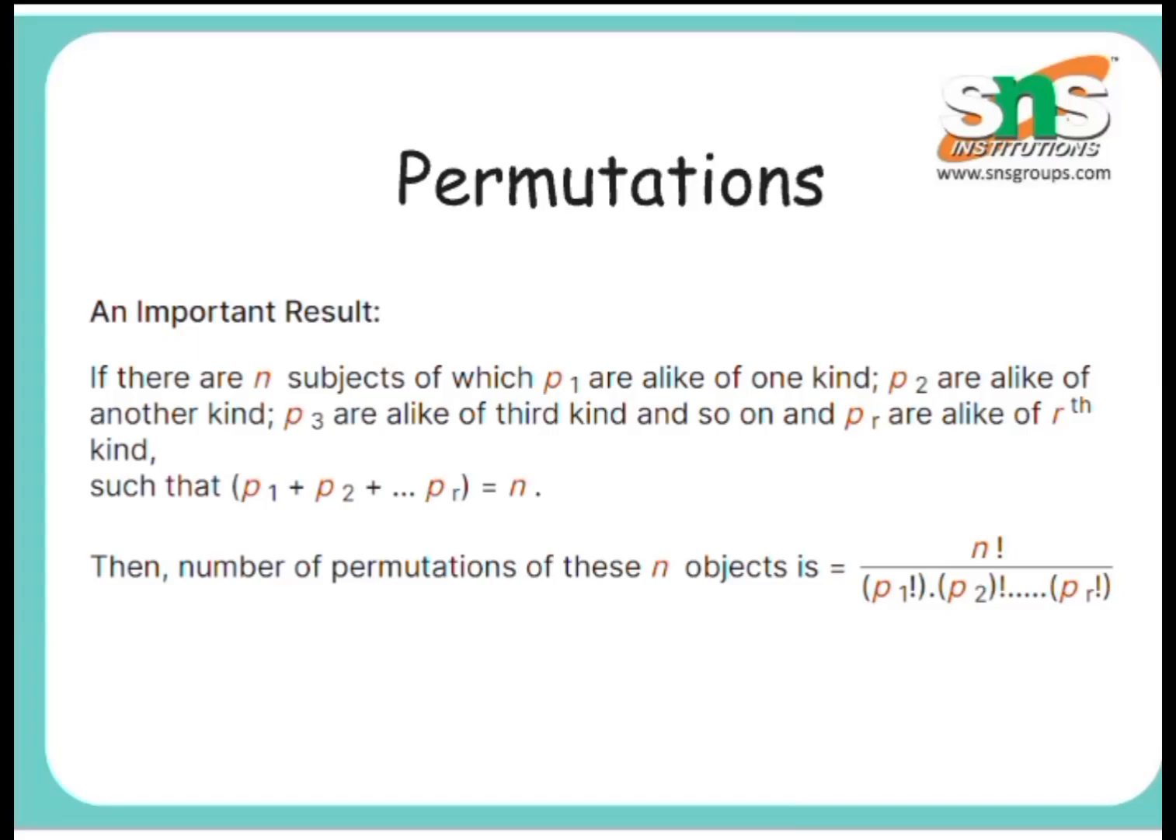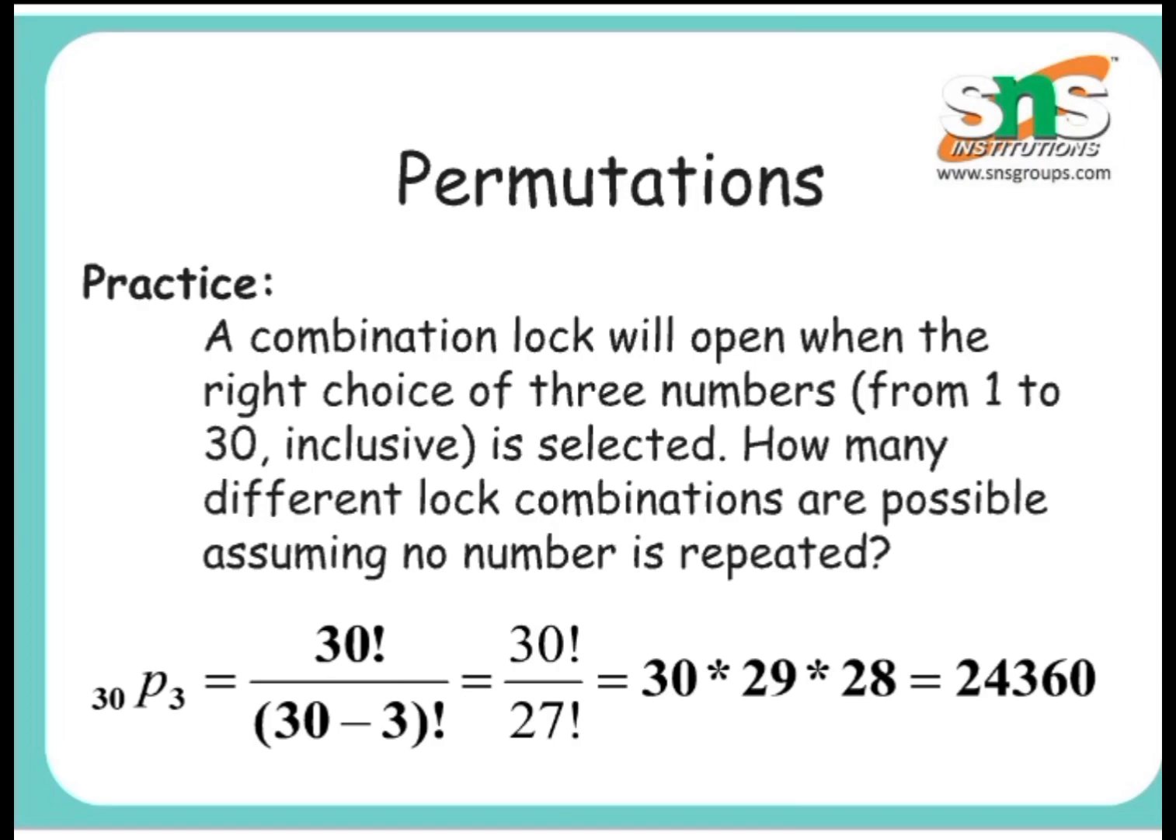Continuing with the previous video, learning about fundamental principles of counting and permutation, here we have an important result. That is, if we have n objects of which P1 items are alike of one kind, P2 are alike of another kind, P3 are alike of a third kind, and so on up to PR, then the number of permutations of these n objects will be n factorial divided by P1 factorial into P2 factorial into PR factorial. Let's see the following examples and understand how this result looks.